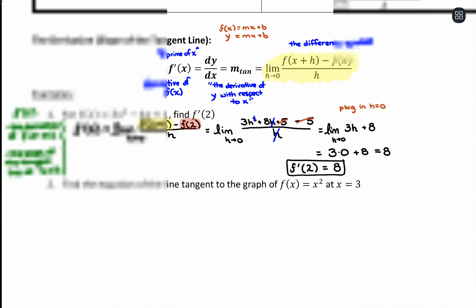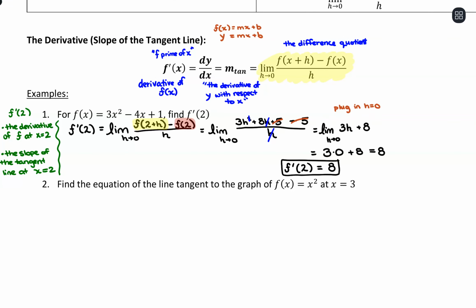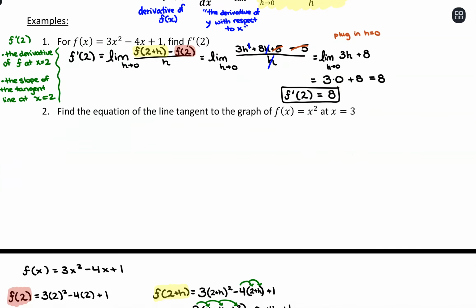So all of that work of evaluating that difference quotient, a lot of textbooks and videos will do all of the work within the difference quotient here, and that is completely fine. I just like separating out my work and organizing it this way, but either way is completely correct for showing your work for this.